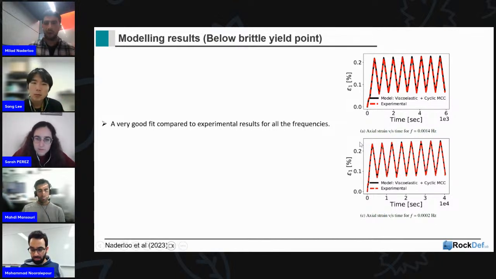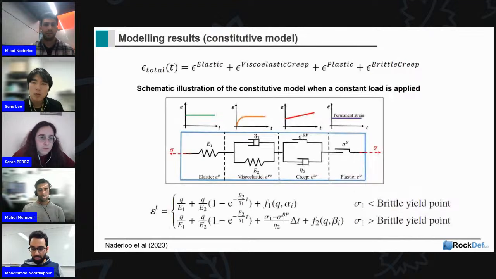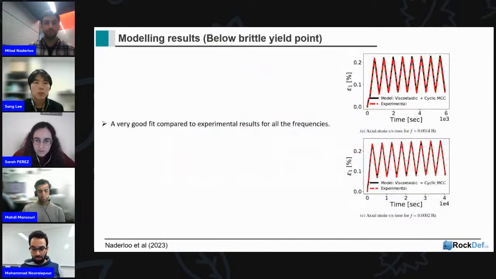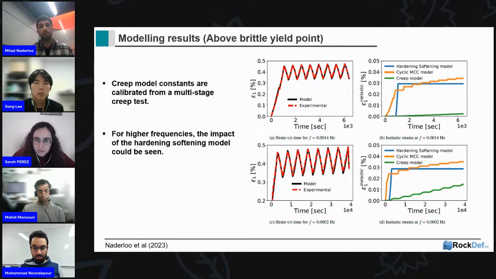Because of lack of time, I won't go into detail on the different models that we use to come up with the constitutive model. Here you can see the Cam-Clay model, hardening, softening, and then creep. Also above the brittle yield point, we can nicely fit the experimental data with our constitutive model.